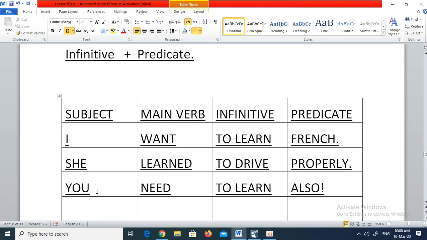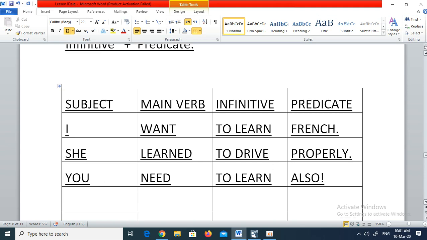We can use again the same construction. In example 3, our subject here is you. The main verb is need. And again, we have to have an infinitive. Again, we are using to learn. And our predicate here is also. You need to learn also. Again, all of these 3 examples are following the same very simple pattern of 4 blocks to the construction.